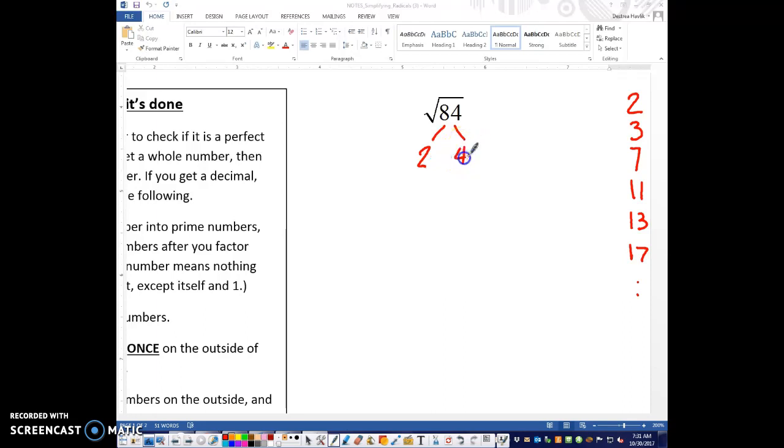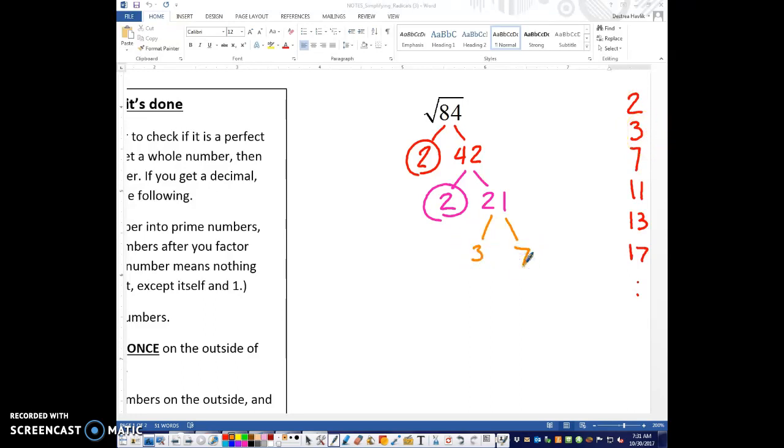42. Okay, and then we circle our prime number. So the next step, can 42 be divided by 2? With what? 21. Circle your prime number. Can 21 be divided by 2? No. What about, not 2, what about 3? 3 and what? 7.